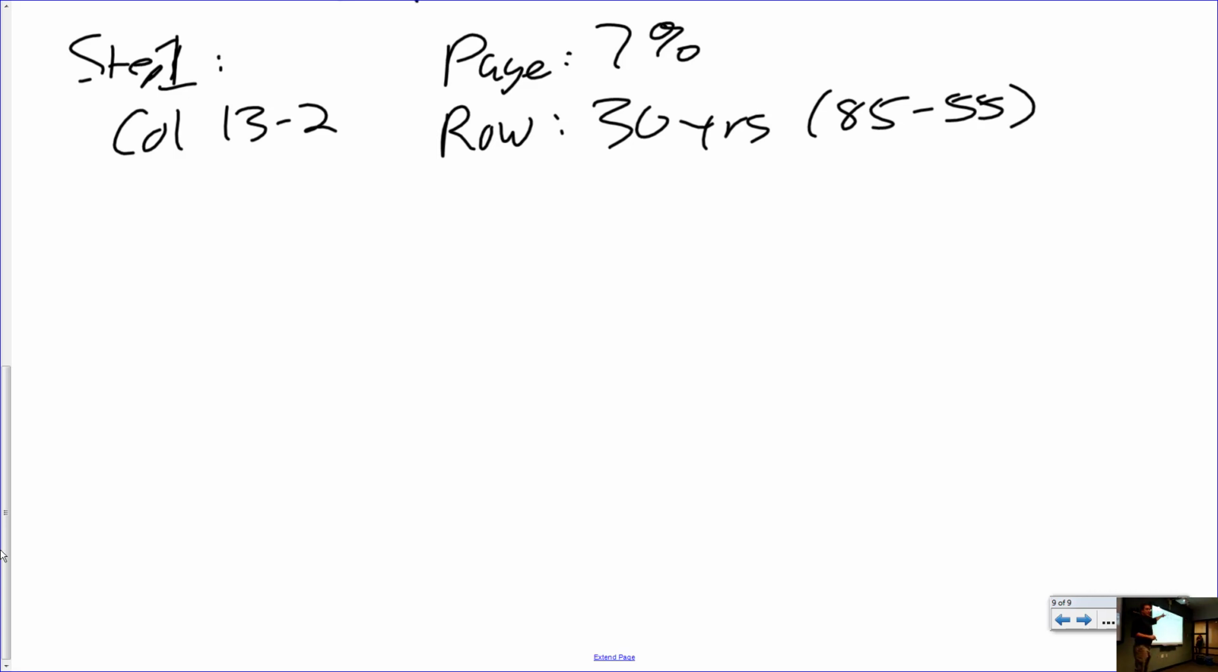So we have the column, we have the page, we have the row. We can now figure out your magic number, Ryan. We know what it is, all right? So what's the table value? 7%, row 30, column 13-2.